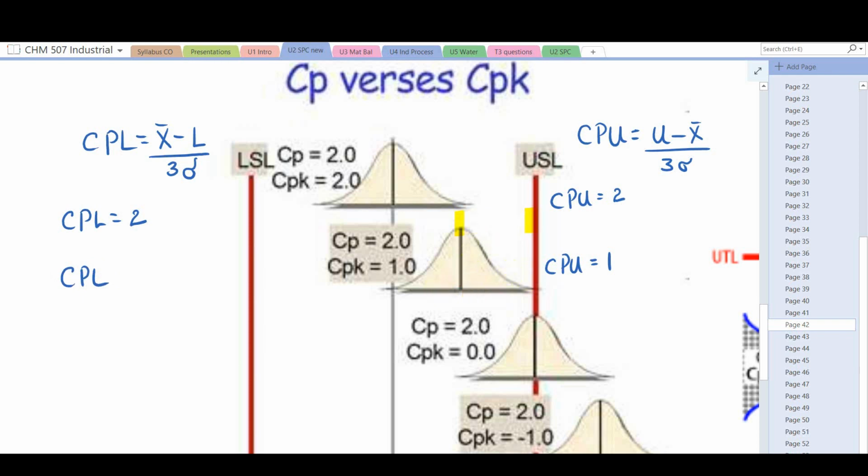Well, Cpl is the process mean minus the lower spec limit divided by half the process spread, or 3 sigma. That's 1, 2, 3. So x bar minus L is about 3 times as long as half the process spread. That looks like the Cpl will be 3. So it's going to be good at the low end. It's unlikely that one would produce off-spec product on the low side.